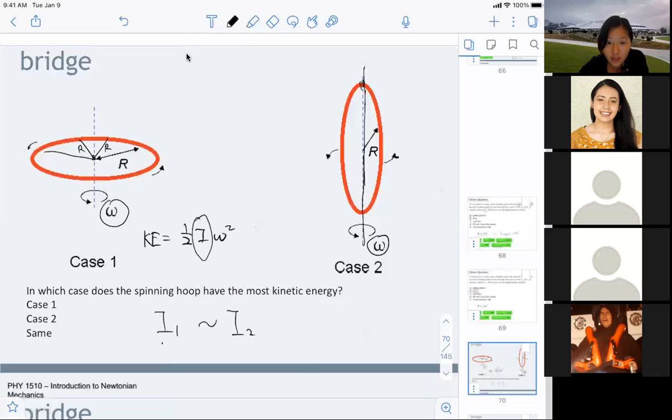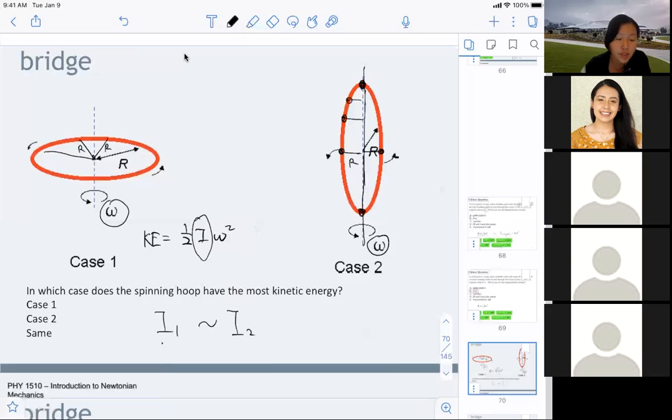Case 2, they'll have less. And why is that, Jacob? Because some of the mass lies on the axis, rather than extending out to the radius. Very good. Some of the mass has the same radius r, but some of the mass has a much shorter radius. The mass over here has a 0 radius. Very good. So case 2 will actually have a smaller rotational inertia.